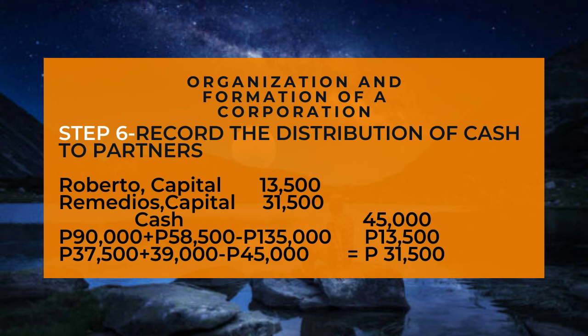90,000 pesos plus 58,500 pesos less 135,000 pesos is equal to 13,500 pesos. 37,500 pesos plus 39,000 pesos less 45,000 pesos is equal to 31,500 pesos.